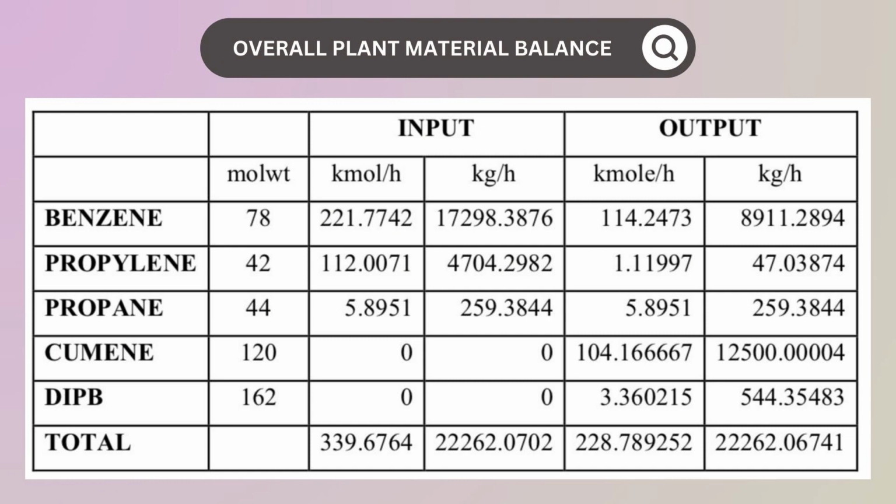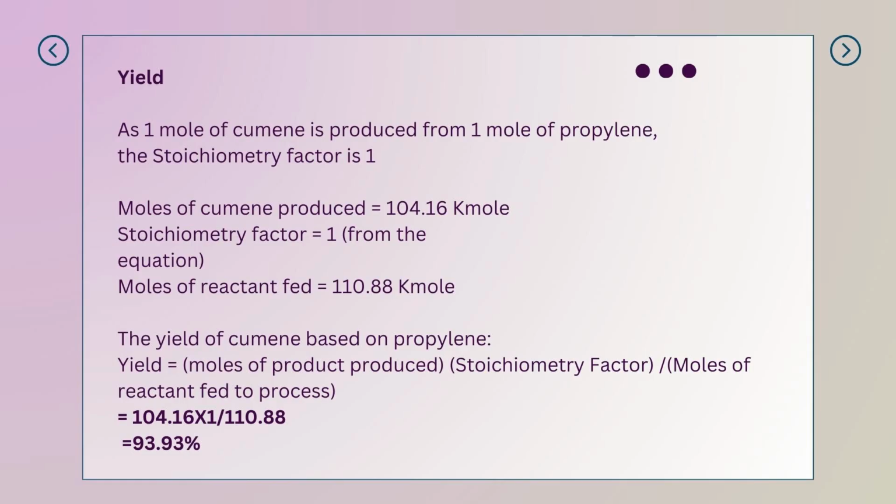Okay, so this is the input and this is the output and this is the molecular weight. And for the yield, as 1 mole of cumene is produced from 1 mole of propylene, the stoichiometry factor is 1. Moles of cumene produced equals 104.60 kmol. Stoichiometric factor is 1 in the equation. Moles of reactant fed is 110.88 kmol. So the yield of cumene based on the propylene: the formula is yield equals moles of product produced times stoichiometric factor over moles of reactant fed to the process. So this over this equals 93.93% yield.